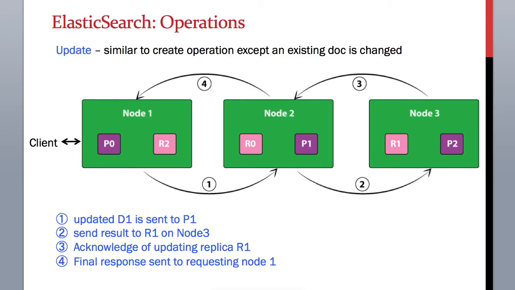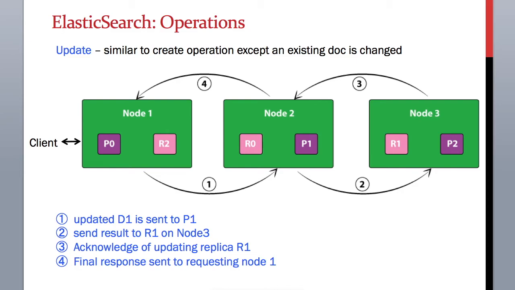In this request, it will not send the update request as received earlier, but it will pass on the updated document, the final document, to node 3. Node 3 will save the document and index it under R1 and sends the response back to node 2 saying that replica is updated. Now node 2 has updated the primary shard. It has also received the acknowledgement from node 3 that replica is also updated. Now node 2 is in position to finally respond back to node 1 saying that the whole operation is successful.